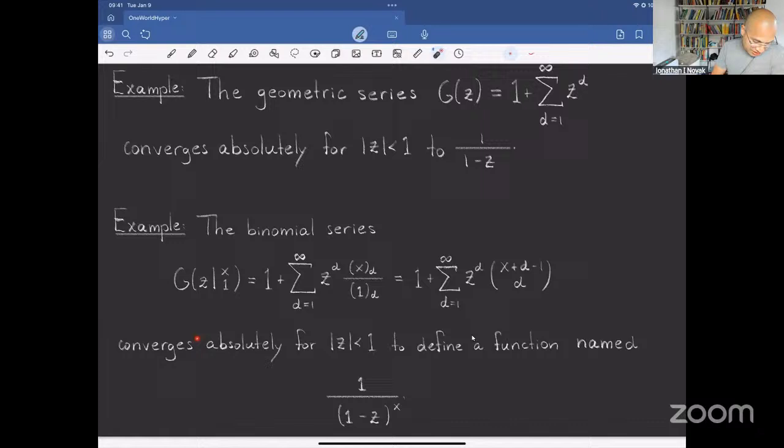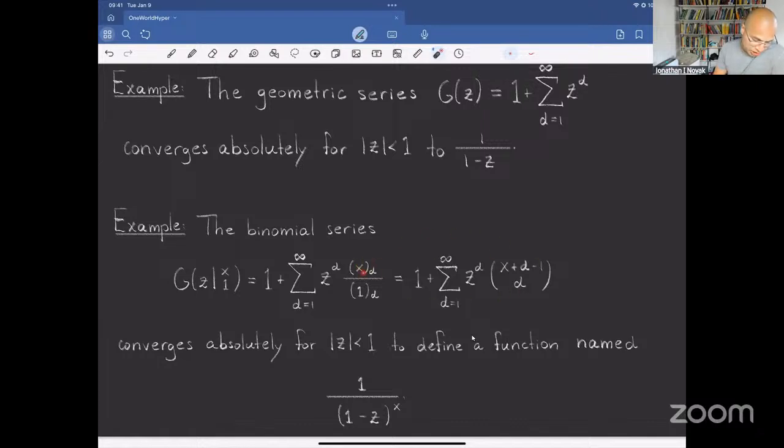So here's an example which is semi-explicit, you could say, the binomial series, right? I have one upper parameter x and my lower parameter is 1. And if x was equal to 1, you would recover once again the geometric series. And here x can just be any complex number, all right? So this series looks like this.